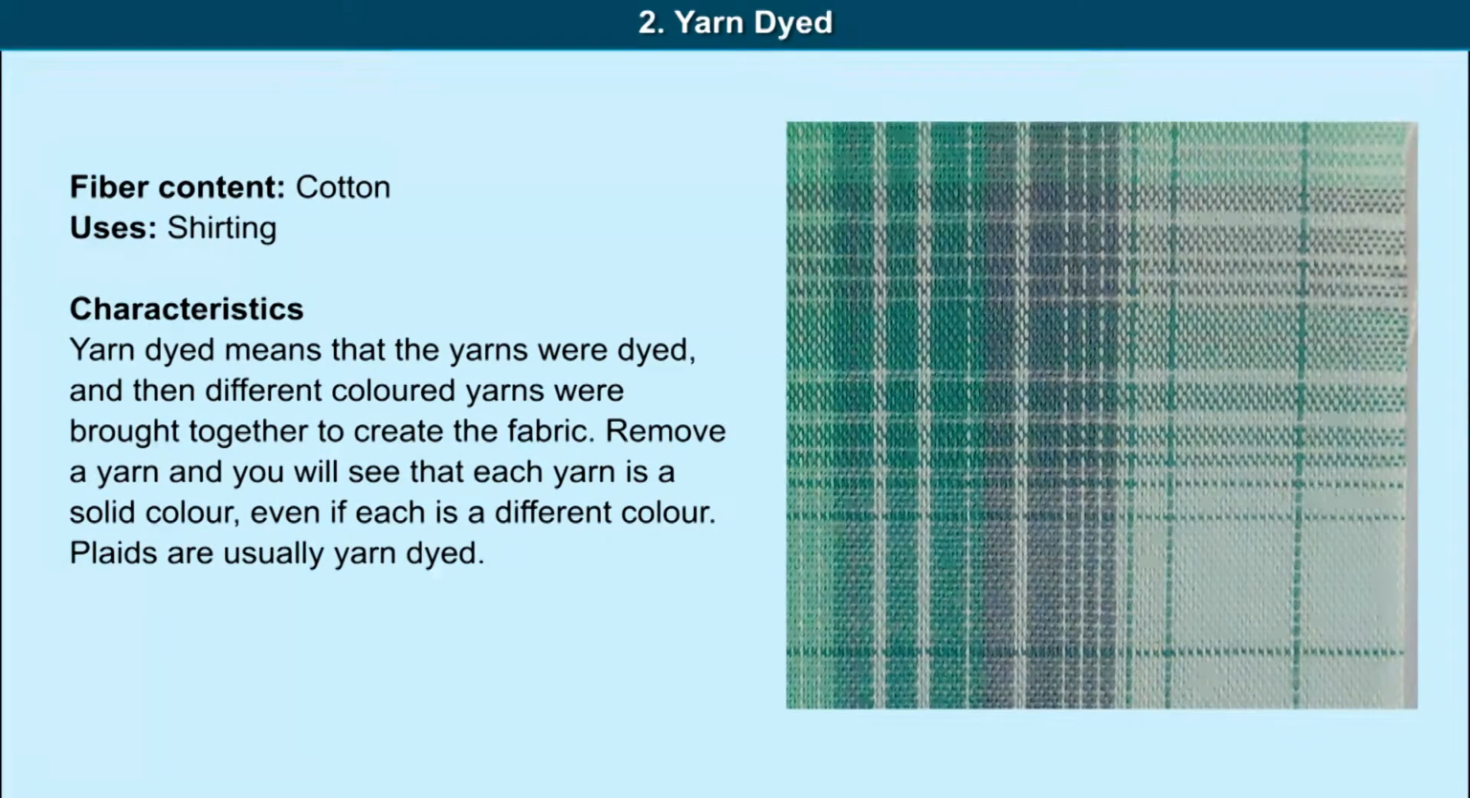Yarn dyed. The fiber content is cotton, which is used in shirting. Yarn dyed means that the yarns are dyed and then different colored yarns are brought together to create the fabric. And this can easily be identified by removing a yarn and the solid color is noticed.